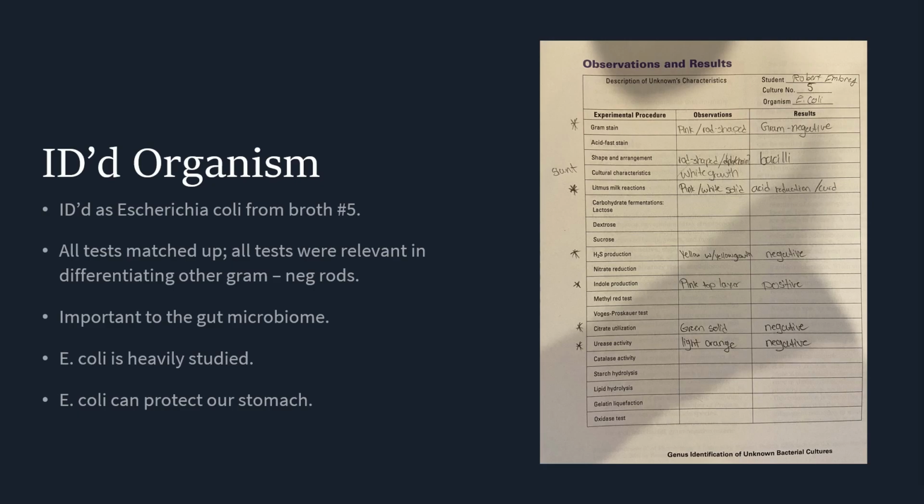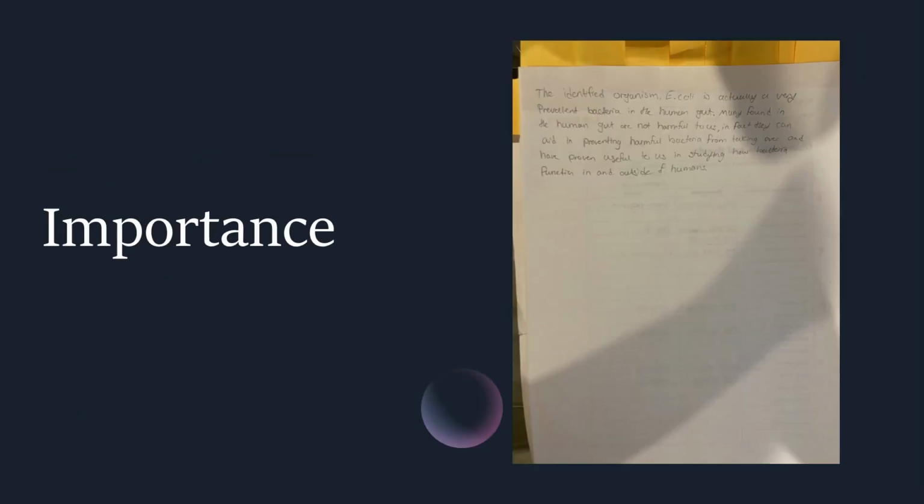And we wonder why E. coli is important to us. We've used E. coli as a model organism in class, and many other scientific practices have used it to study. E. coli is, like I just said, heavily studied for the gut microbiome or cellular processes, and it can also help us protect our stomach from other hostile microbes. And here I just have it written out in words about why.